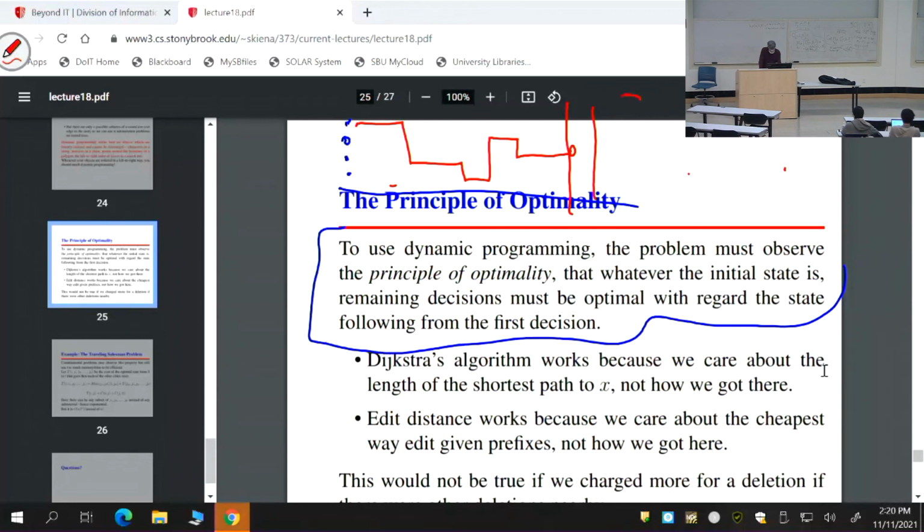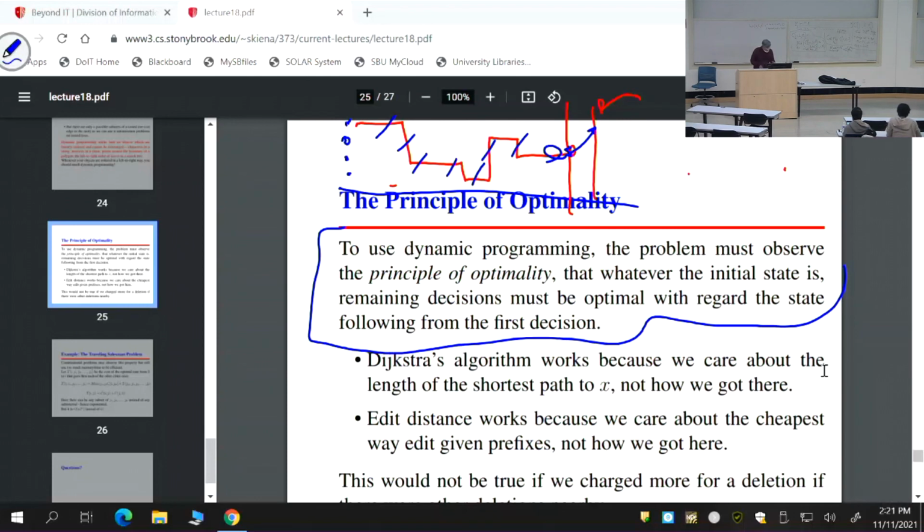But if I want to make my next decision, what mattered was not all the stuff that happened here. What mattered was the cost of all the stuff here and the cost of getting from here to there. What makes dynamic programming work is that you can forget how you got to a particular point, but that you got to it.